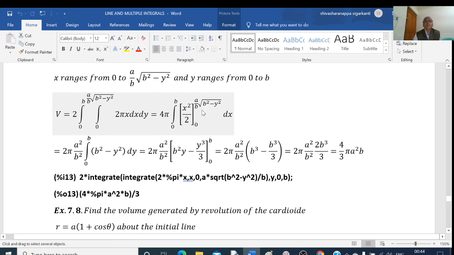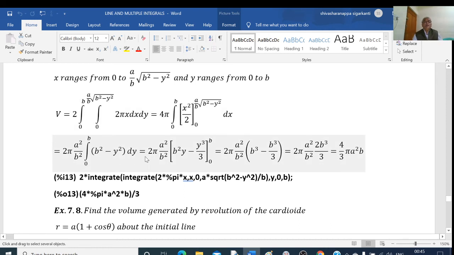So this is 2 into 2, 4 pi. X integration is x square by 2 between 0 and a by b root of b square minus y square into dx. Substituting the upper limit, this will become 2 pi a square by b square and the whole square of root of b square minus y square, just b square minus y square into dy.